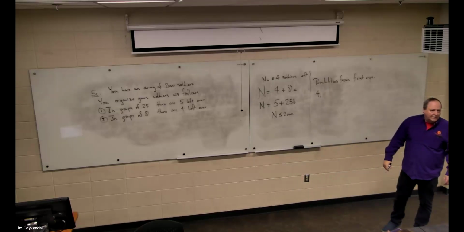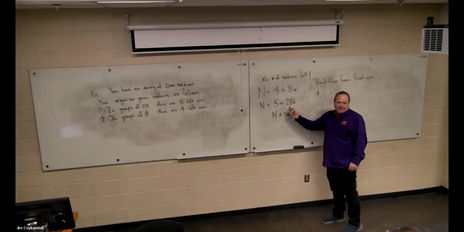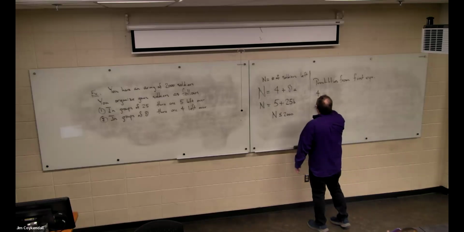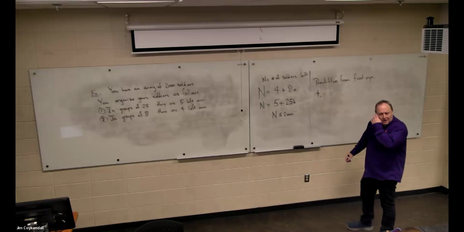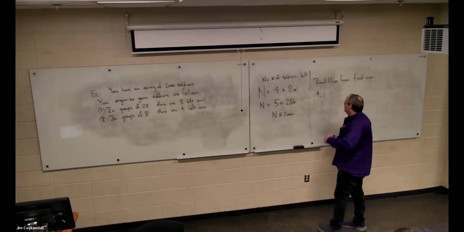Maybe I've only got 4 left, but that's clearly impossible. Why? Because there has to be at least 5, right? Okay, maybe it's not 4. What's the next possibility here? I guess 85, right?